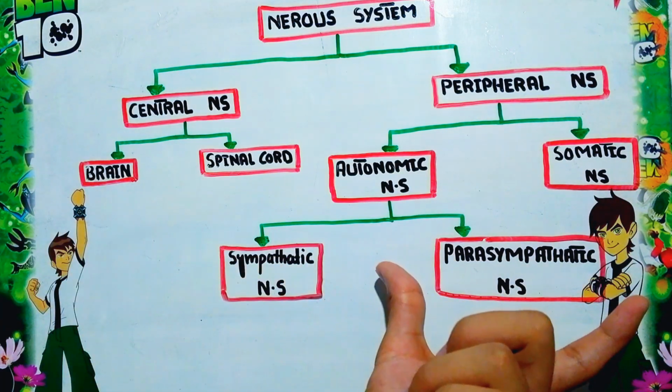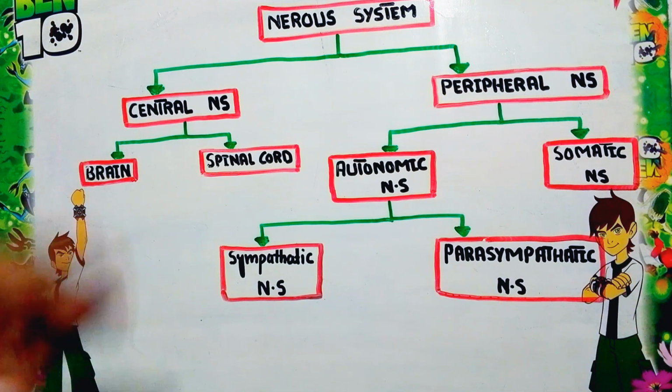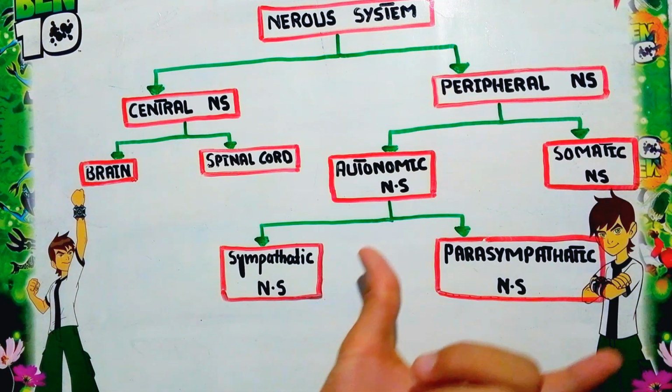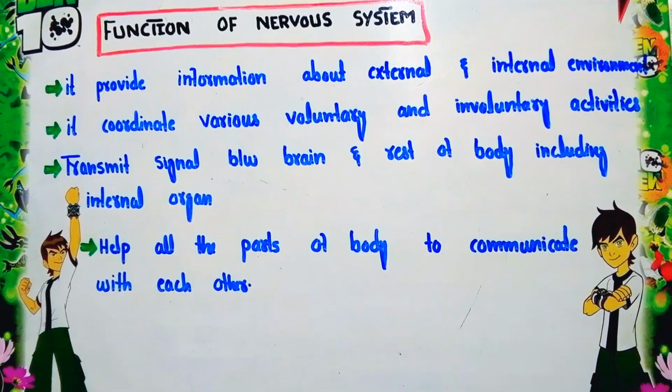While the parasympathetic nervous system is the type of autonomic nervous system that controls the autonomic activity, I mean the involuntary activity, during the rest state. Such a nervous system is called the parasympathetic nervous system. So this is the division of our nervous system. Finally, what are the functions of our nervous system? Here are some of the important functions performed by our nervous system.